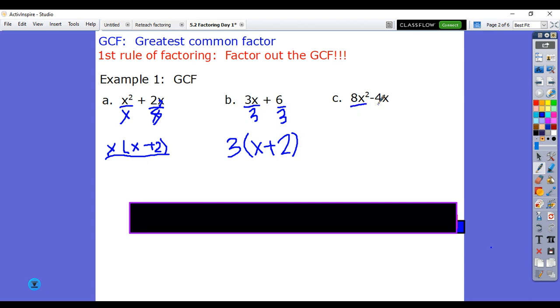All right, so in this one, they have both a numerical and variable GCF. First of all, the number that goes into both 4 and 8 is 4, and they both have an x in common. So we're going to divide each piece by 4x. If I divide 8 by 4, I get 2, and I have 1x left over with the first term, minus 4x divided by itself. Well, anything divided by itself is always 1. So this is an example of just the GCF.